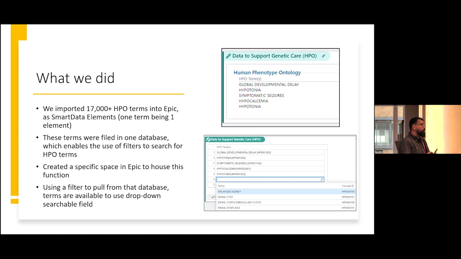These terms were then all filed into one database, which enables us to use specific filters to filter around those HPO terms. We then created a specific space in Epic solely for recording those HPO terms. So that screenshot at the top is specifically for HPO terminology. It may develop further genomic data as well. At the moment, you can jump to that activity to just record those terms.